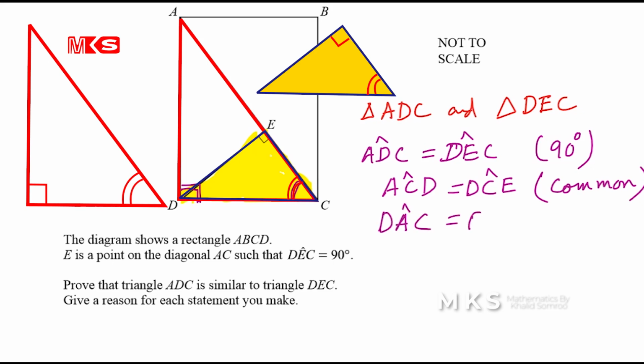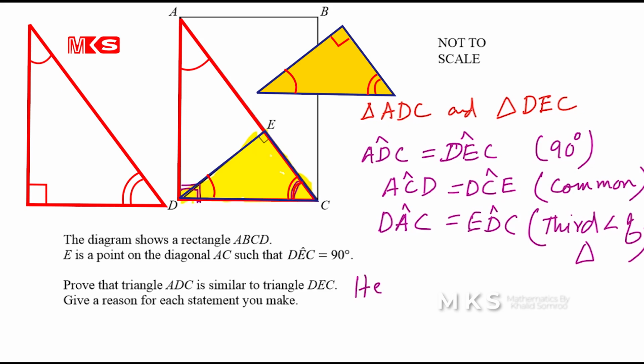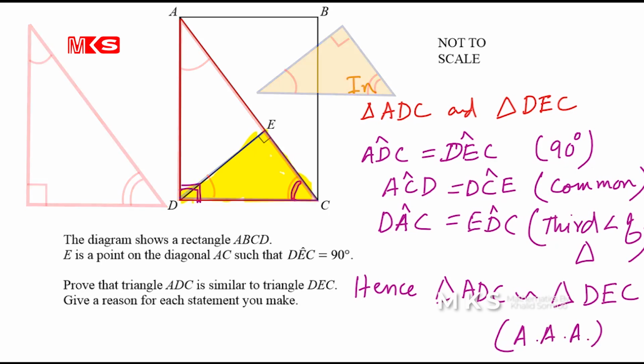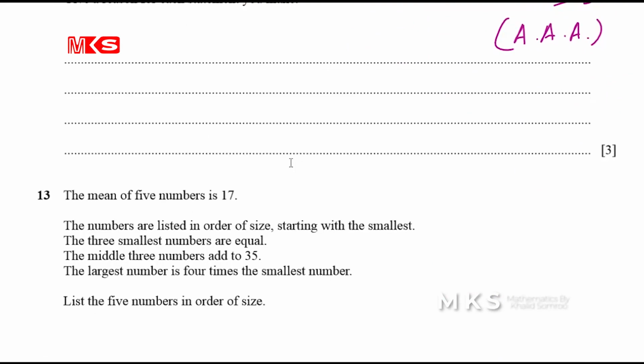The angle DAC is equal to angle EDC, the third angle of the triangle. Because if two angles of a triangle are equal, the third will be 180 minus the sum of those two angles, so definitely that will be equal. Hence shown. Hence triangle ADC is similar to triangle DEC. The reason: AAA test. Write this in these lines.